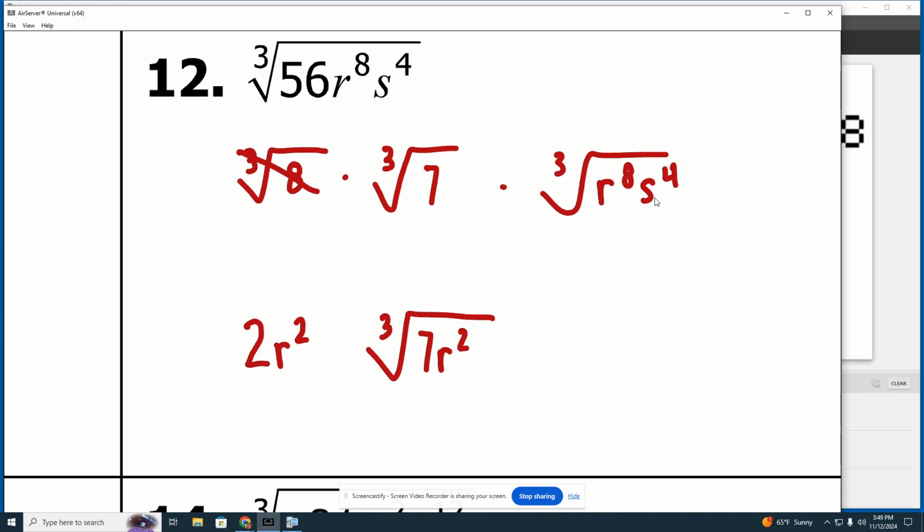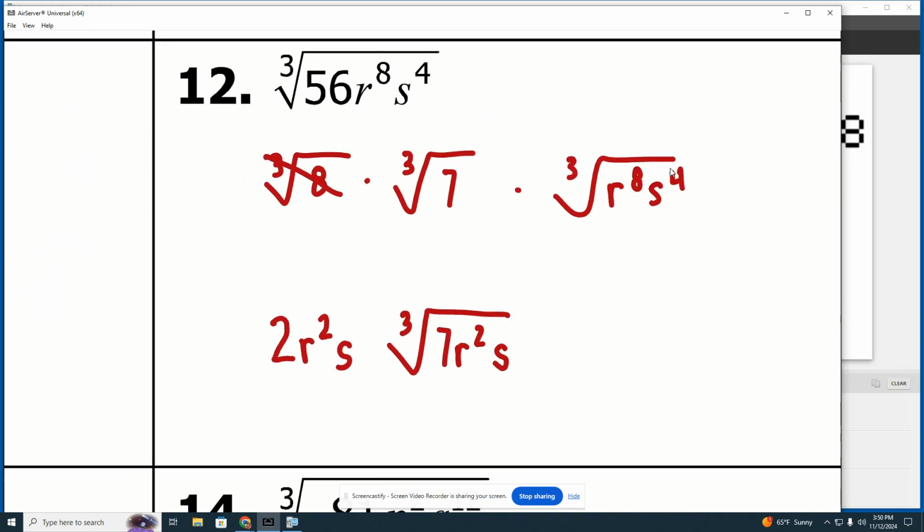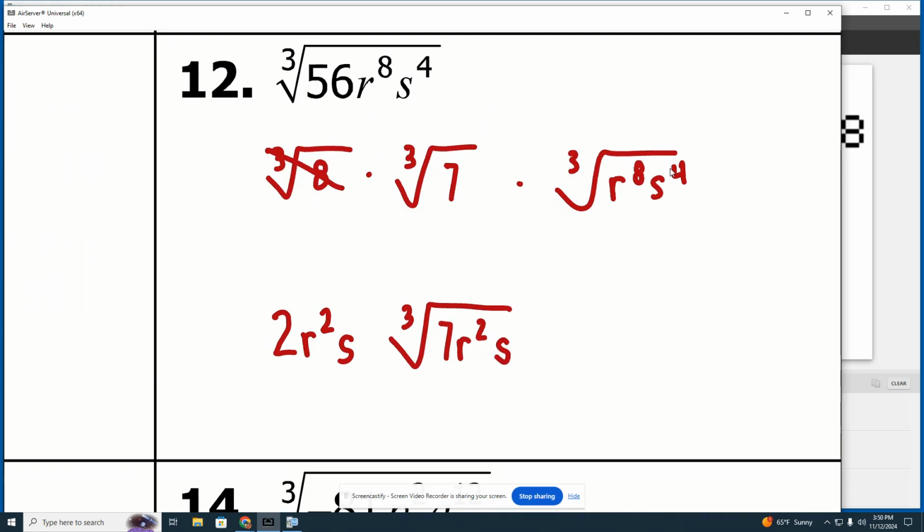All right, next. How many times will 3 go into 4? Once. So s gets to come out once. Now, 1 times 3 is 3. So only 3 of these s's came out, and there were 4. So there is 1 s still trapped inside. So I know that looks crazy, but our answer is 2r squared s times the cube root of 7r squared s.